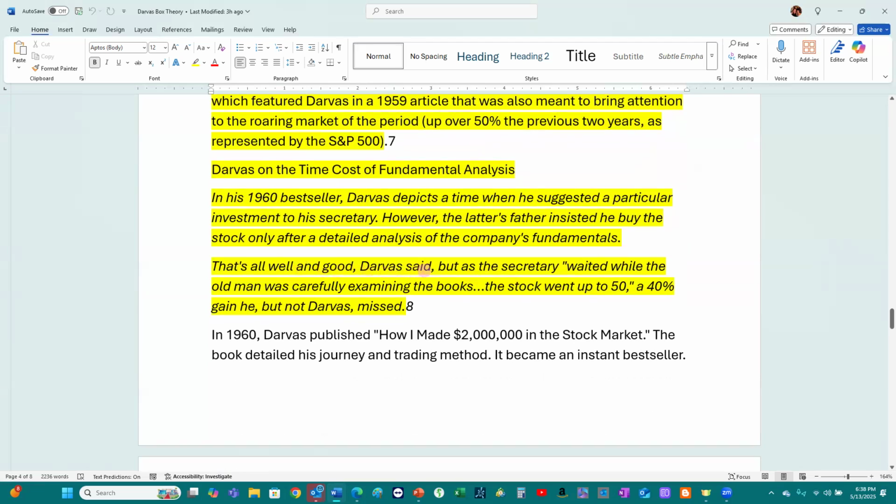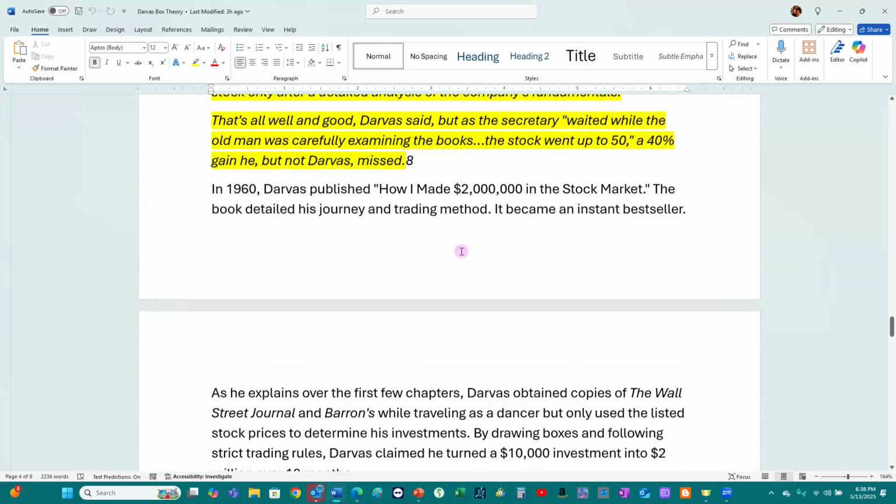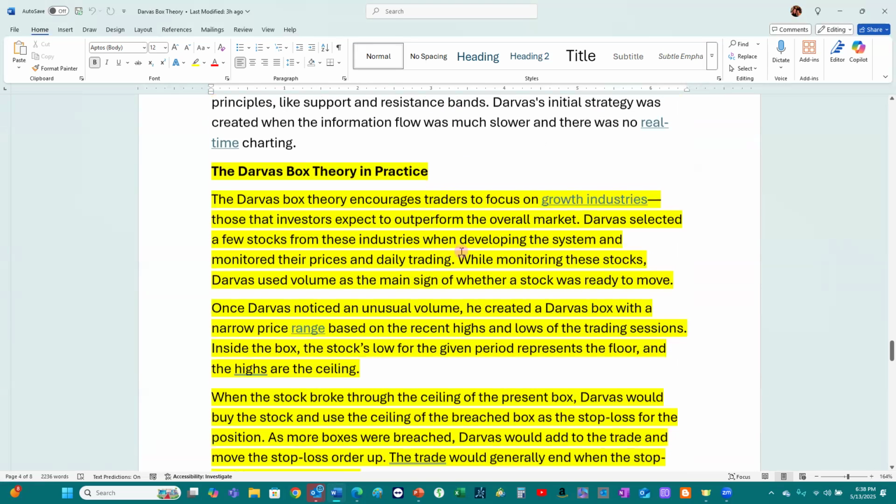That's all well and good, Darvas said, but as the secretary waited while the old man was carefully examining the books, the stock went up to 50, a 40% gain. He, but not Darvas, missed out. So fundamental analysis can cause you to miss opportunities that technical analysis will identify.